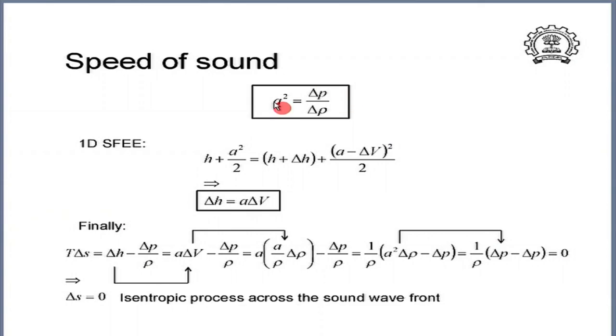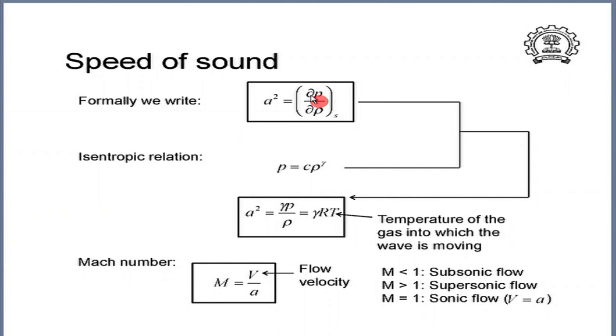So finally, with this physical understanding, the square of the speed of sound, which was simply written as delta P over delta rho, is given a qualifier, and we write it as the change in the pressure with respect to the change in density at constant entropy.